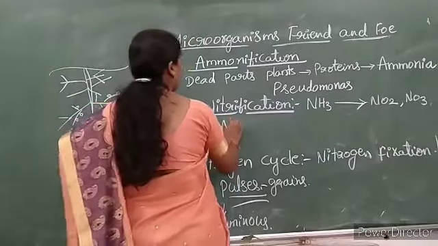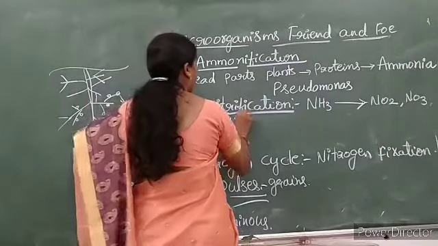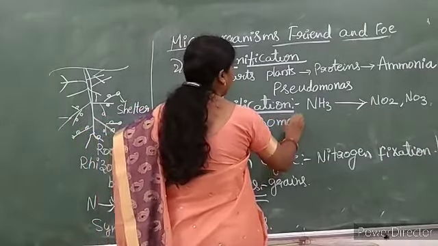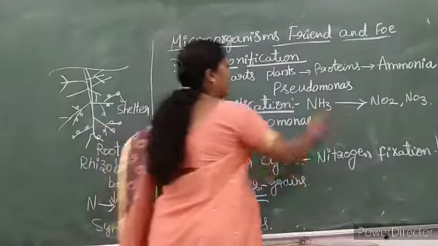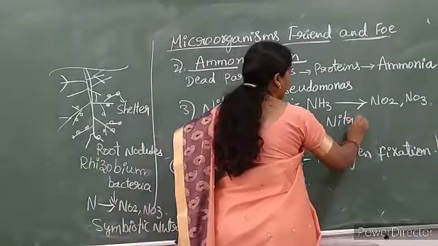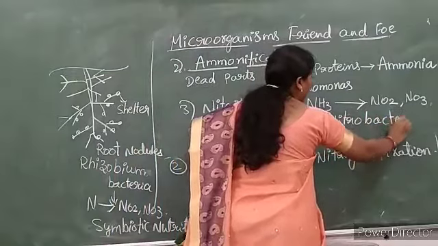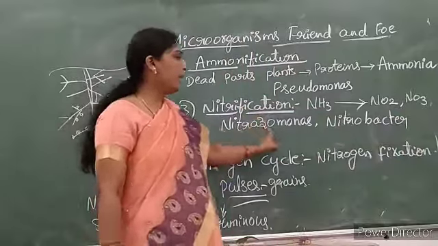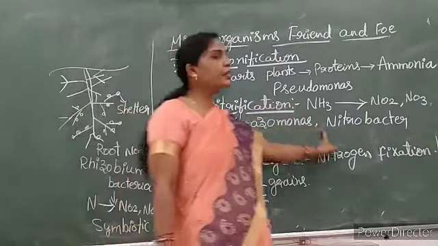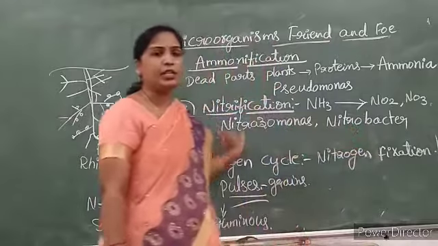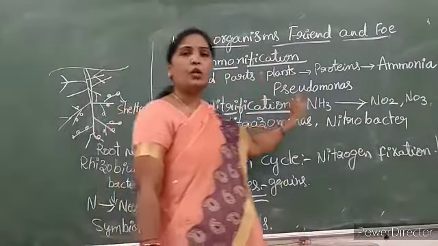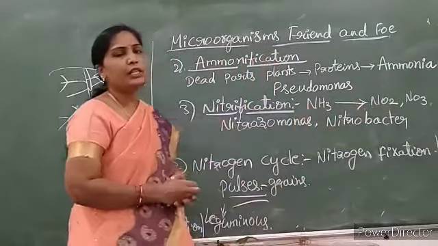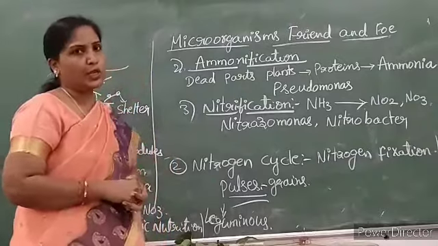Which bacteria are helping in this process? Nitrosomonas bacteria and Nitrobacter bacteria. See, these two bacteria are helping. One is Nitrosomonas bacteria, the other one is Nitrobacter bacteria. These two bacteria help convert the ammonia into nitrites and nitrates. So these get mixed in the soil.